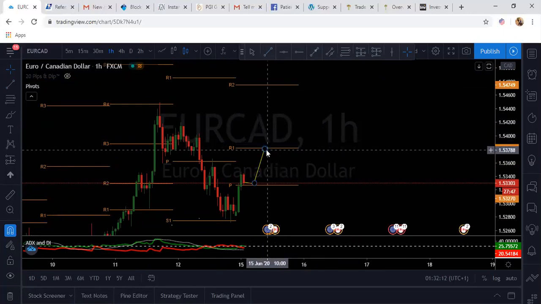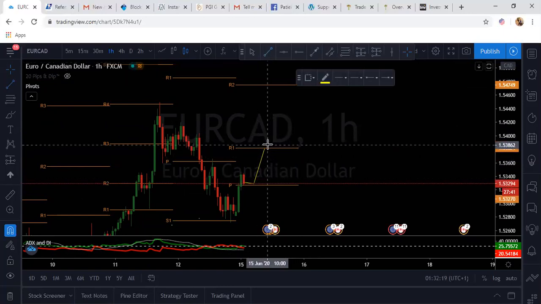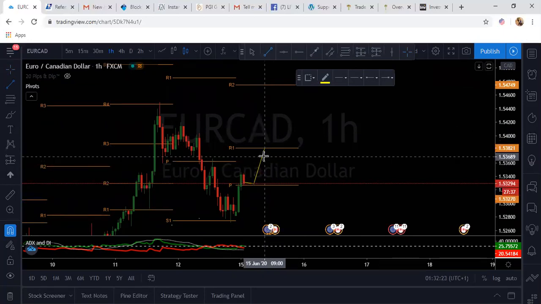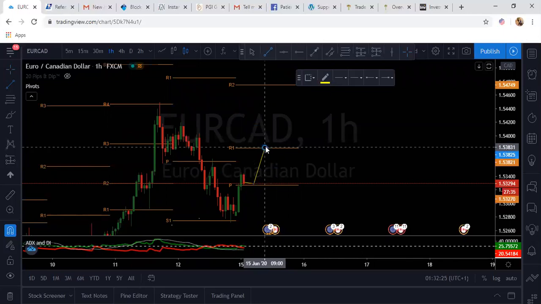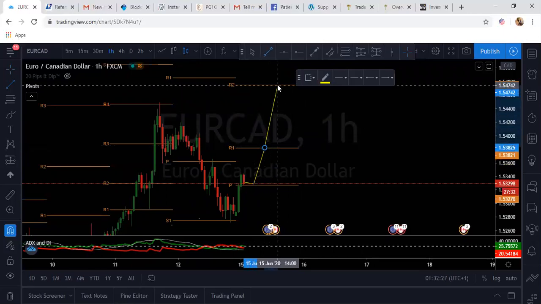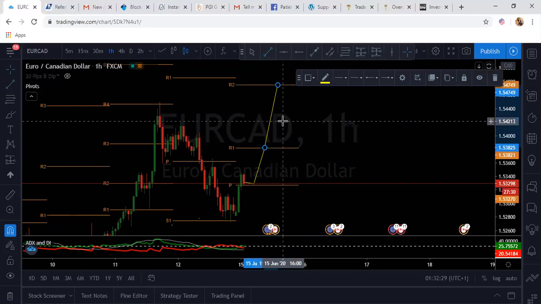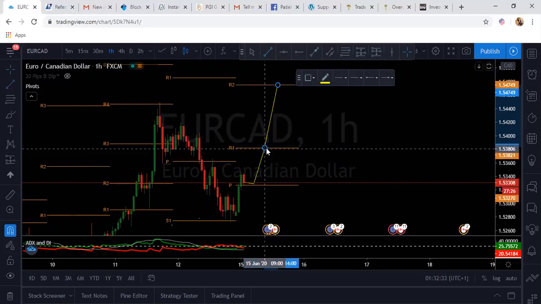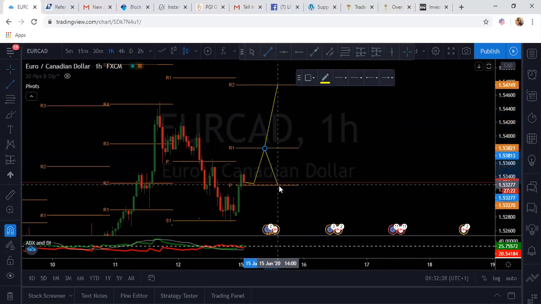If price is heading to the next pivot point, and I see that the next 1 hour candle is starting above the pivot point, I will move my stop loss to break even and take it all the way to the next pivot point. But if you see that the price is unable to break this pivot point, I take it down to the next pivot point. It's as simple as that.